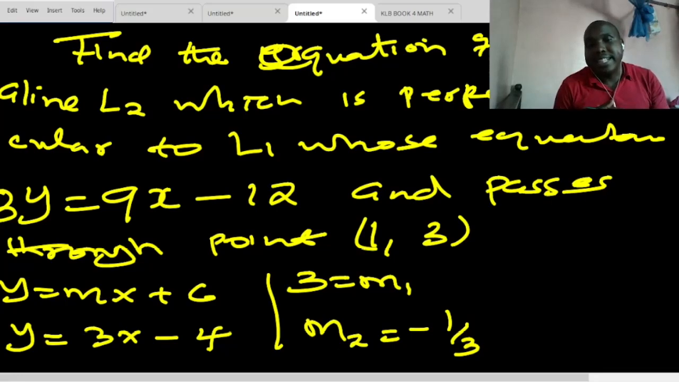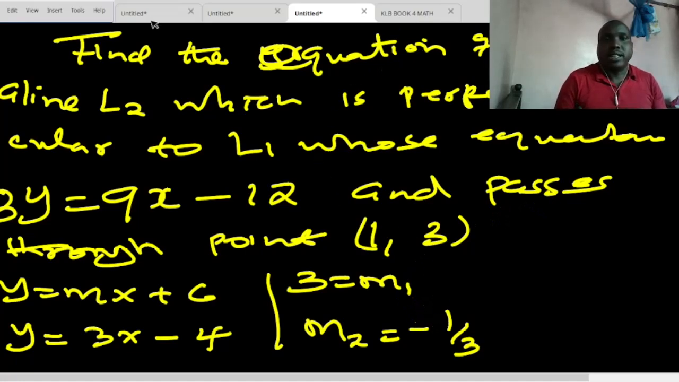So now we have the gradient of M2. But this line L2 and the L1, they are meeting at (1, 3). The point where they are sharing is 1 and 3. That's where they become perpendicular, right? So we have now the point, we have the gradient, we have the general point, which is (x, y). What is difficult now to get the equation of that line? Nothing is difficult.